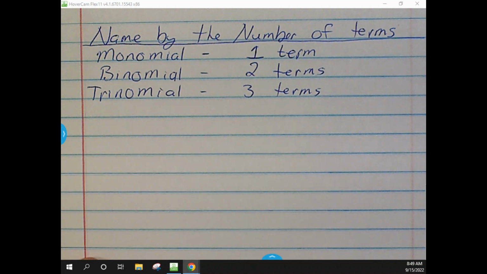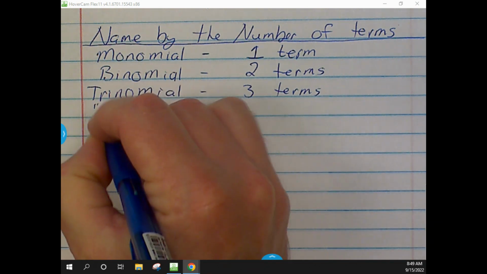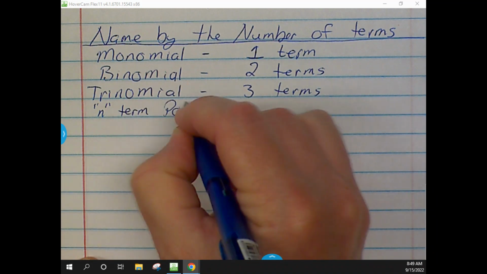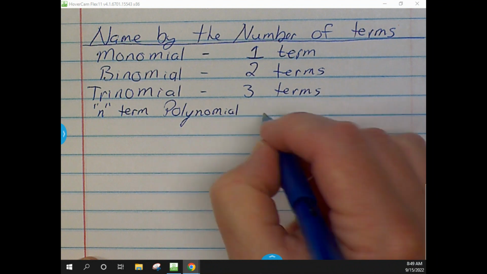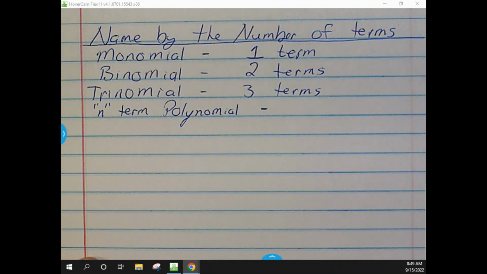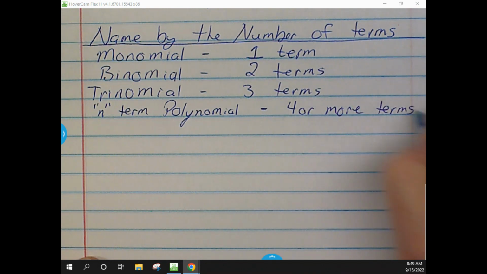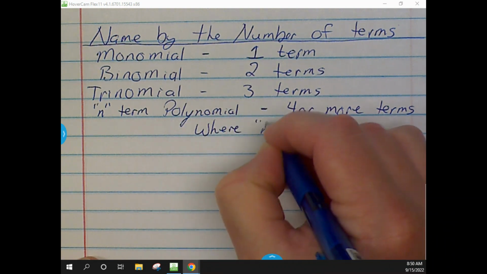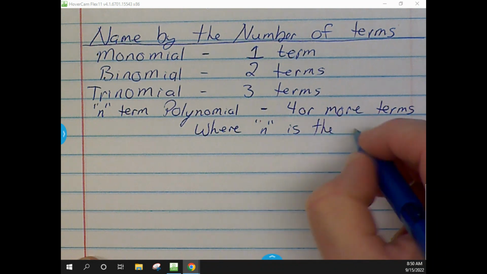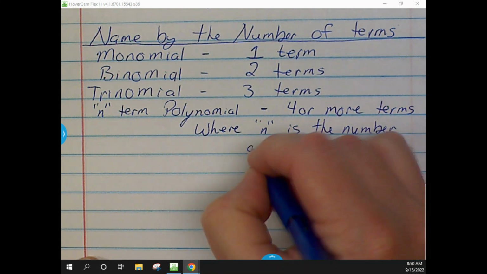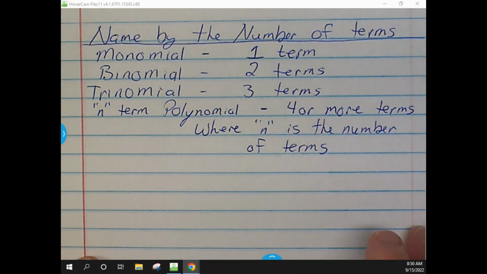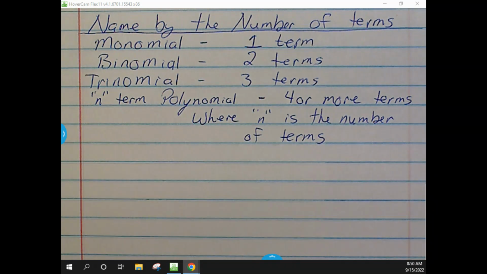Anything after that, they just call it an n-term polynomial. If you have four or more terms, where n is the number of terms. So if you went through and you counted, you had 15 terms in a polynomial, you would just call it a 15-term polynomial.